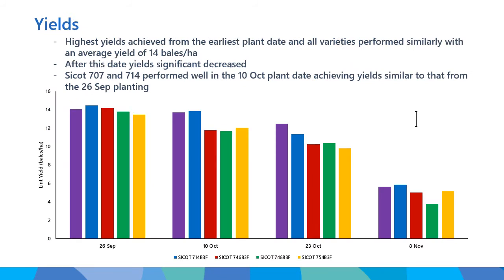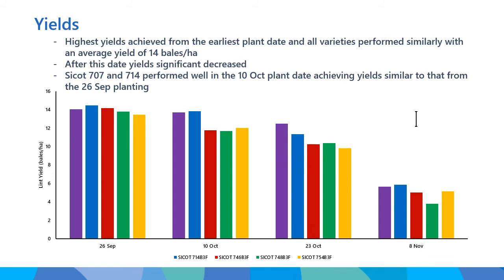So looking at the yields, the highest yields are achieved from the earliest plant date, being 26th September, and average 14 bales a hectare at this time. All varieties perform quite similarly at this time. Moving to the 10th of October plant, we yielded on average 90% of the first plant date, with Sicot 707 and 714 standing out and comparable with the yields achieved in the first planting date.